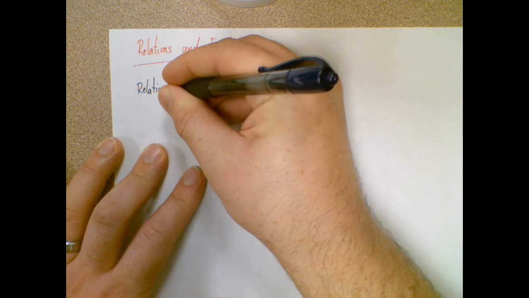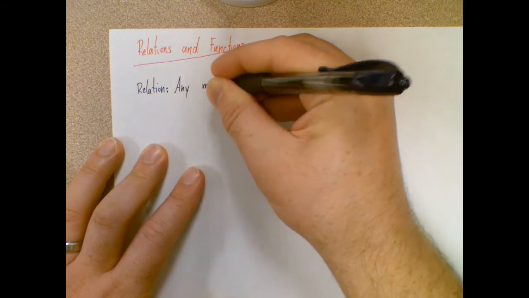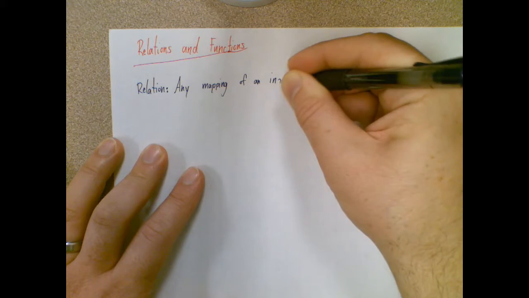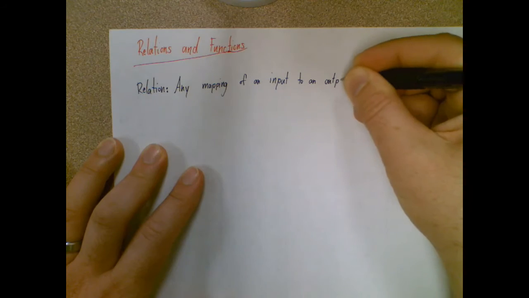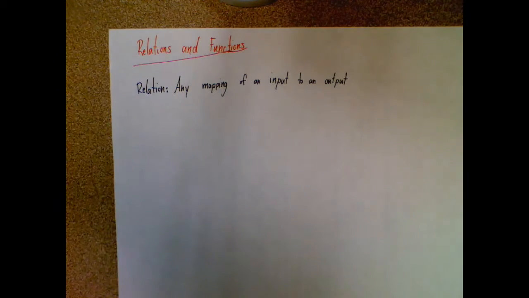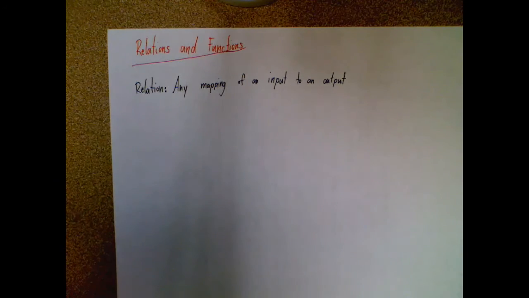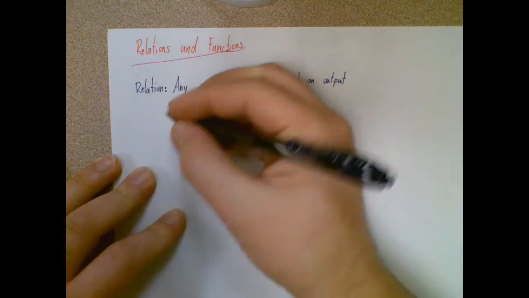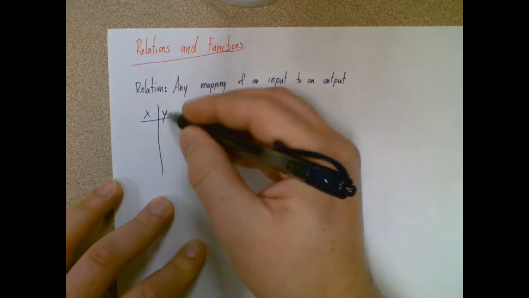is any mapping of an input to an output in math. Okay, so any mapping of an input to an output. Okay, so there's a couple ways we look at that. We're going to look at a few of them here in a second, and then after that we're going to turn those into functions. So the classic one is an XY table, where X's are going to be our inputs and Y's are our outputs.